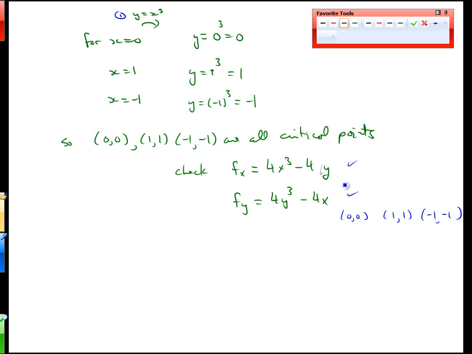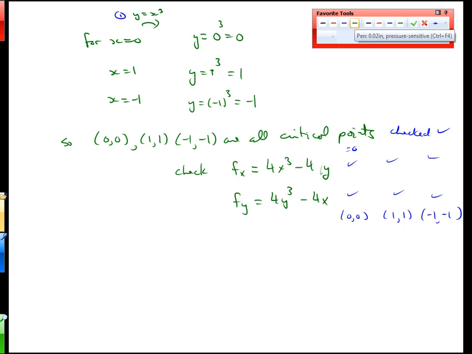(1, 1). We want these to be equal to 0 to be critical points. 4 minus 4, yep. And we see the same pattern again. Even the cubed keeps the sign the same, so this would be -4 minus -4. Things cancel. So checked. So these 3 points are in fact critical points. When I use them in our derivatives, we get the x derivative and the y derivative simultaneously equaling 0.